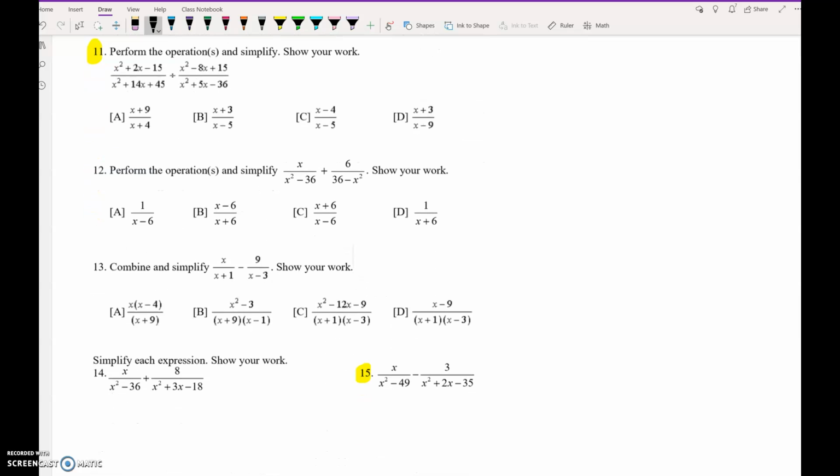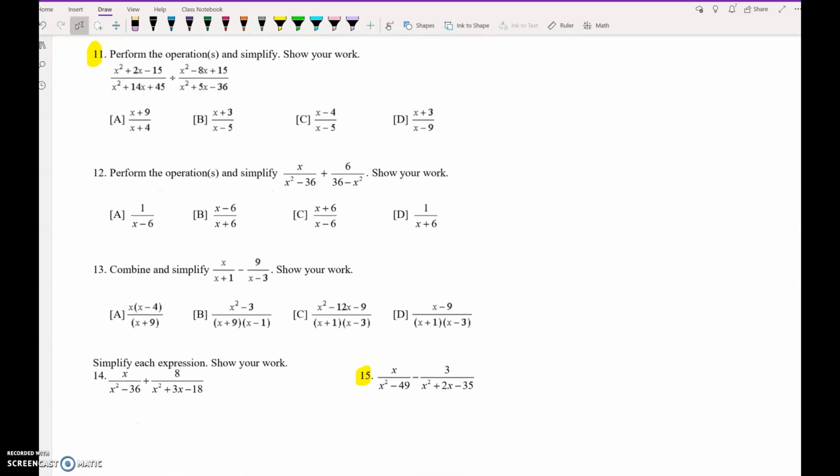They are both division problems. Remember, with division, we don't keep it the same. We do KFC, keep, flip, change, or I think we do KCF actually. Keep, change, flip. That sounds better. So we are going to keep the first fraction the same. Change the sign to multiply and flip the second fraction.